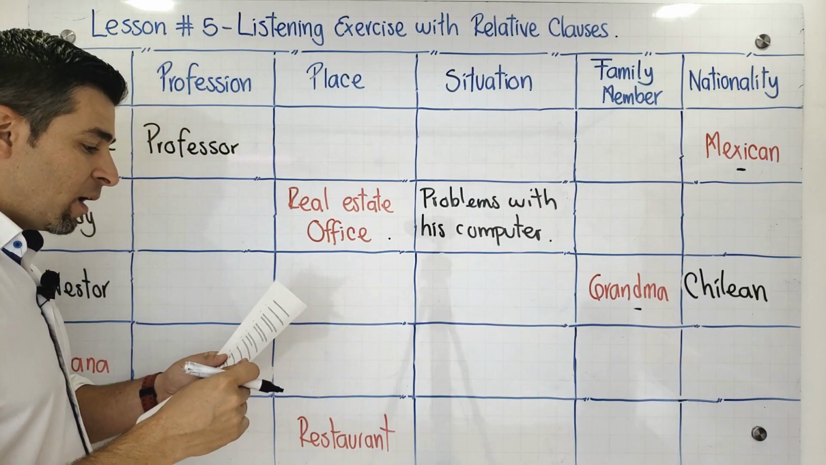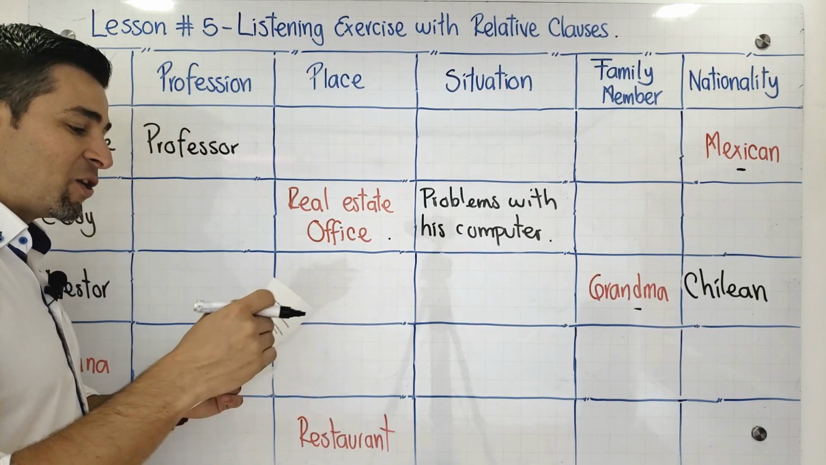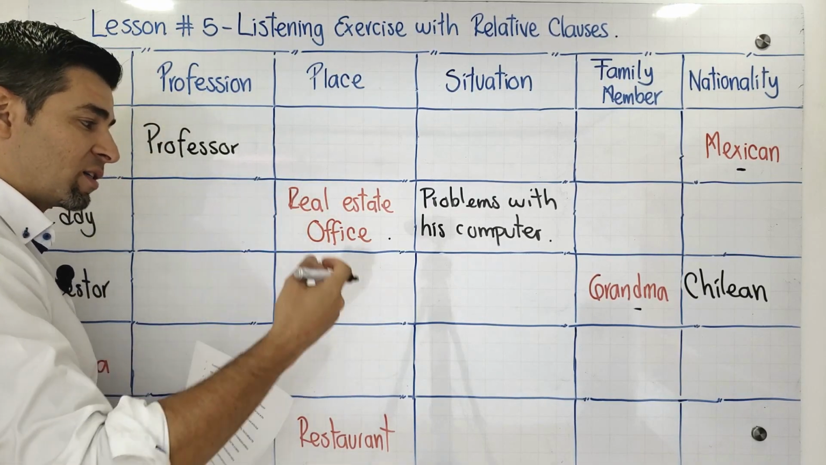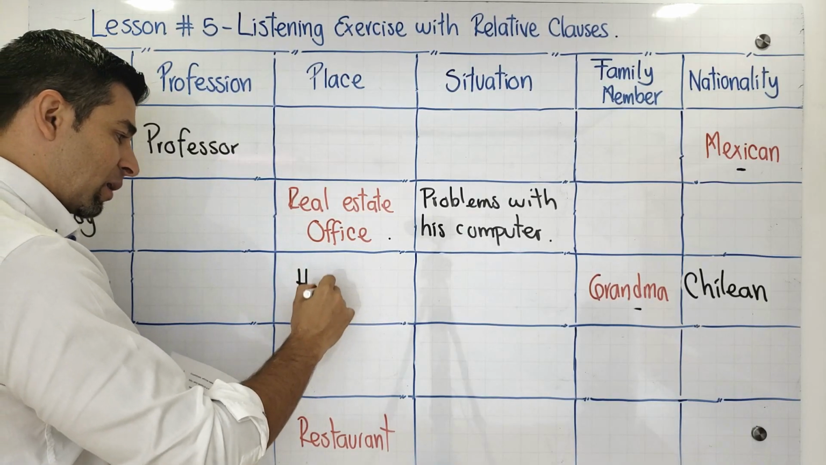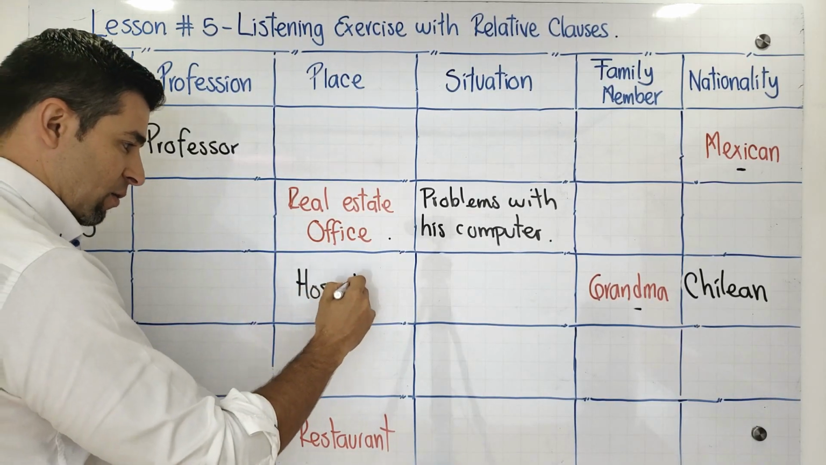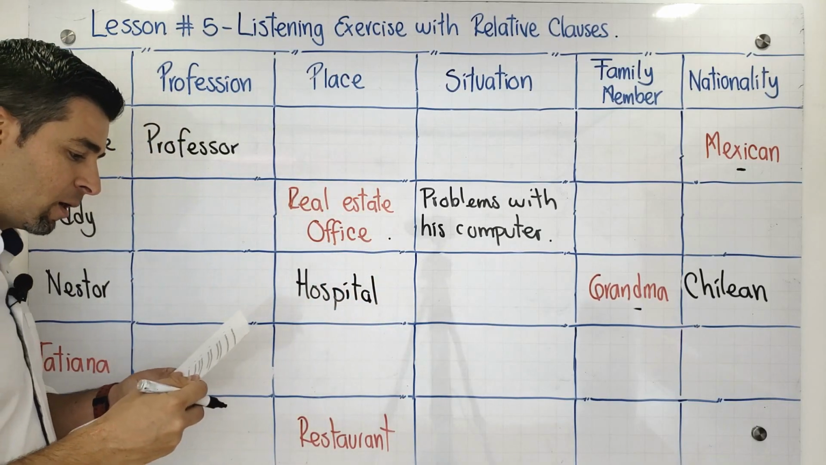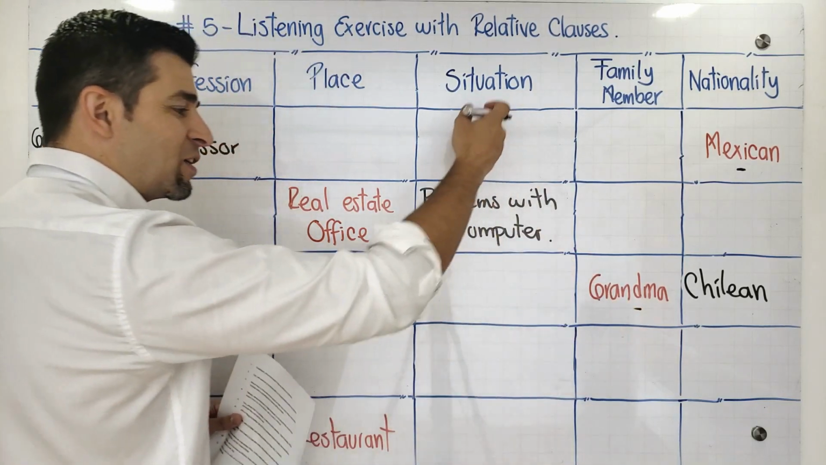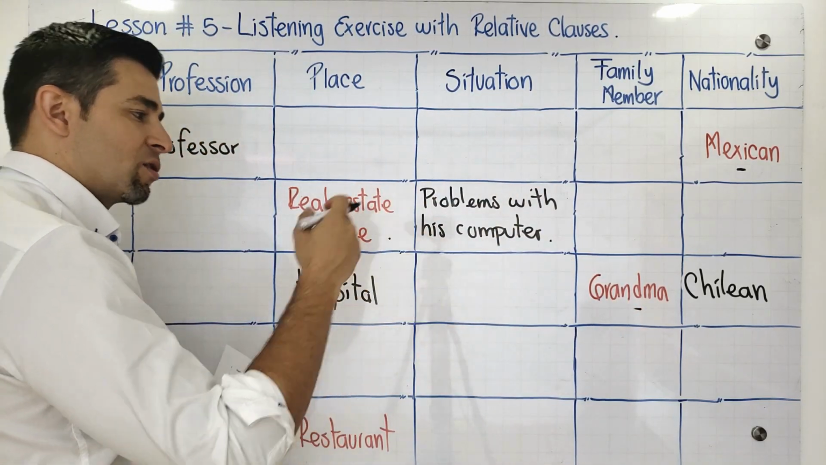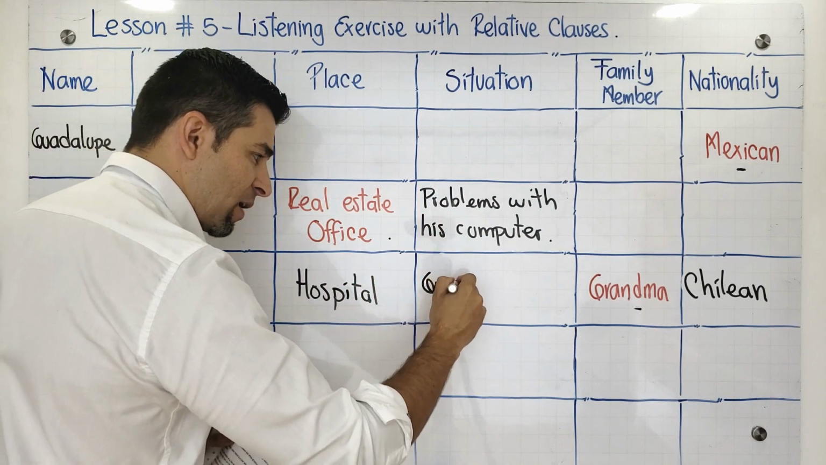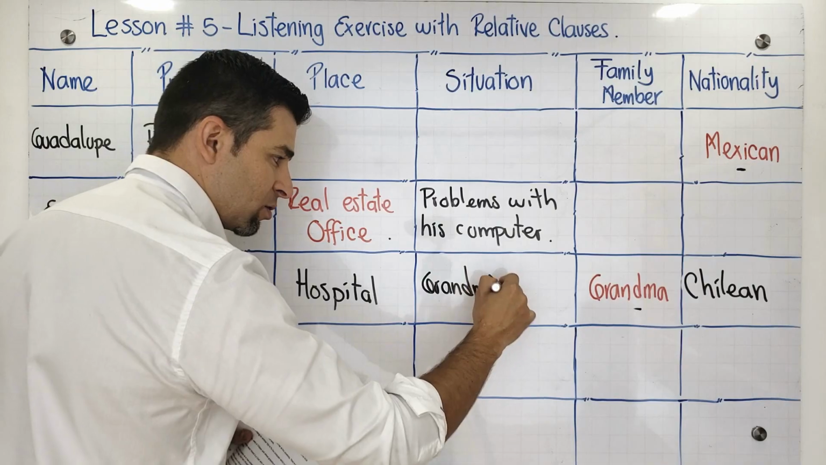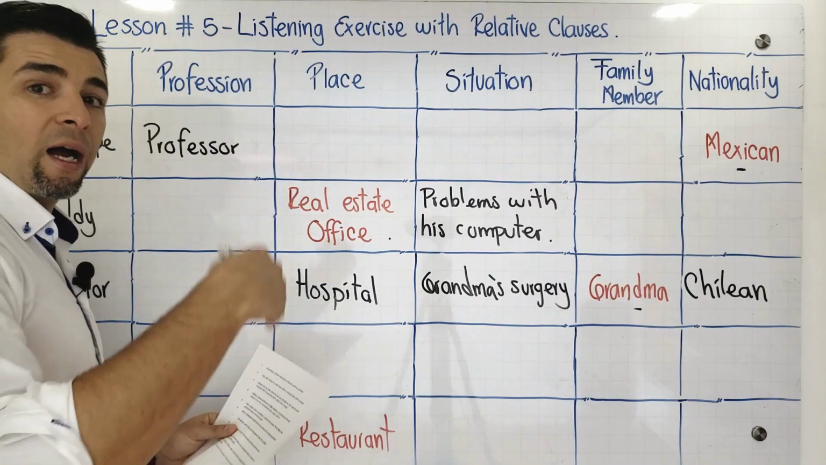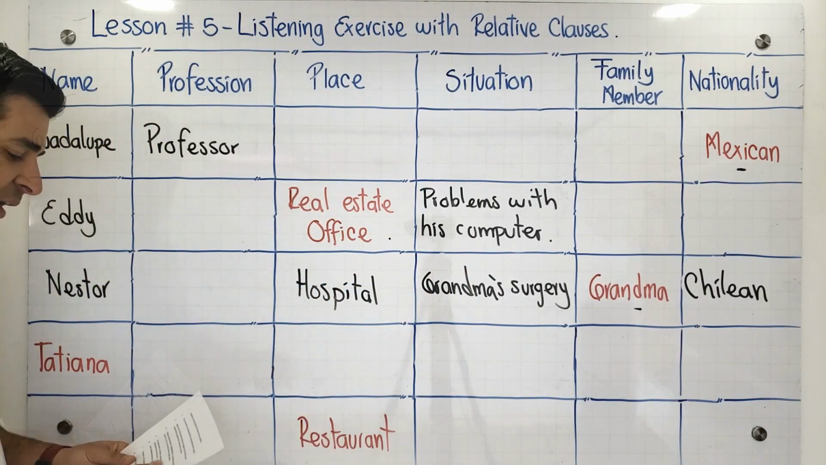Let's continue. But right now, he's in New York at the hospital. So the place is, New York is not the place. New York is the city. So the place is the hospital in which Nestor is with his grandma. Okay? So in the hospital with his grandma who is about to have a surgery. Now we have grandma, but the situation here is grandma's surgery. That is the situation that we have here for Nestor. So, I hope you're doing this exercise well, guys. Look at this, number 4.